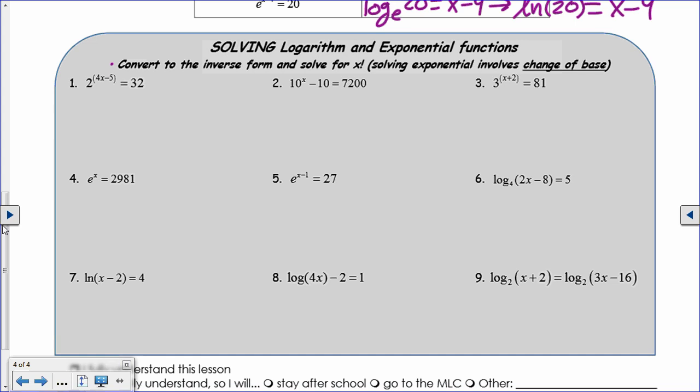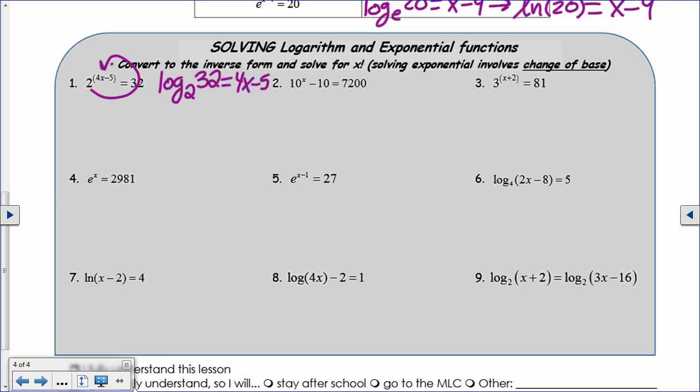So for this one, what form am I in to begin with? I'm in exponential form. So in order to solve, what do I have to do first? Turn it into a log. Okay, so we're going to use a conversion. We're going to start at the base, loop around the equal sign, and then go back around. So if I turn it into a log, what would it look like? Log base 2 of 32.